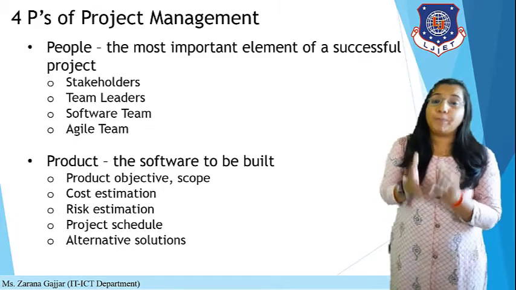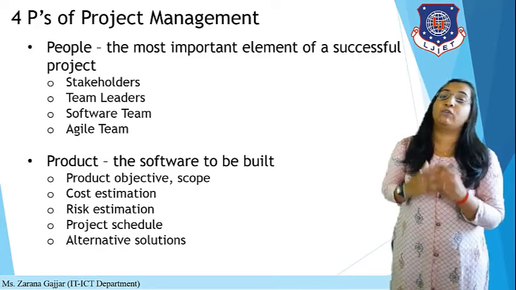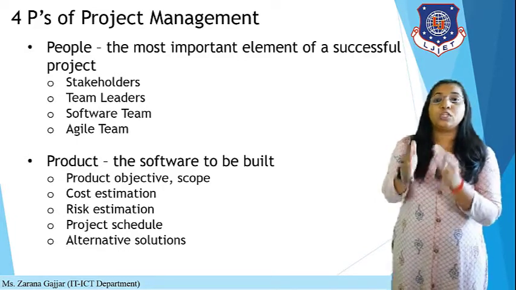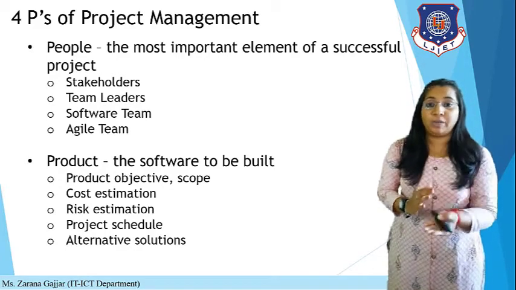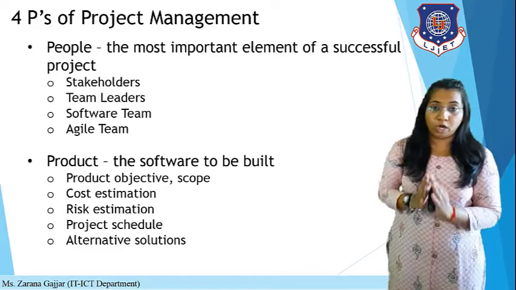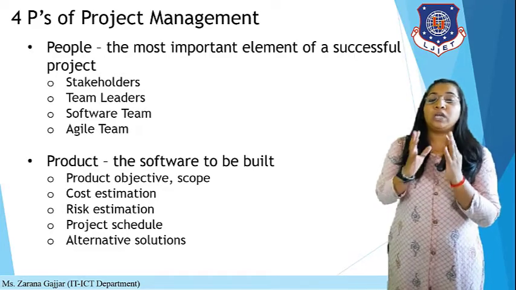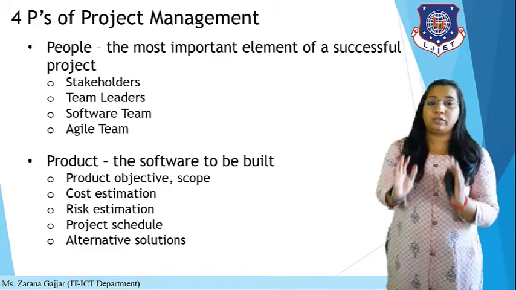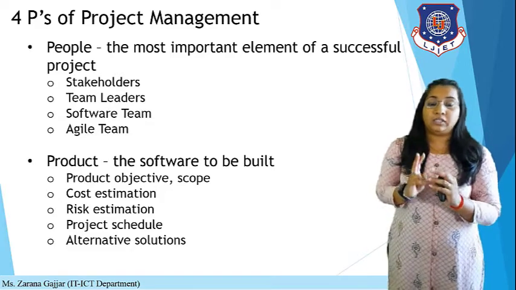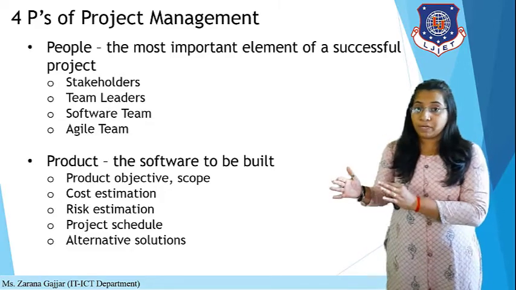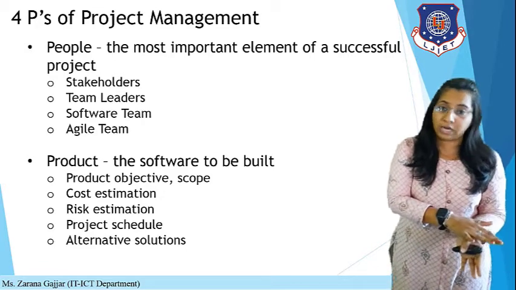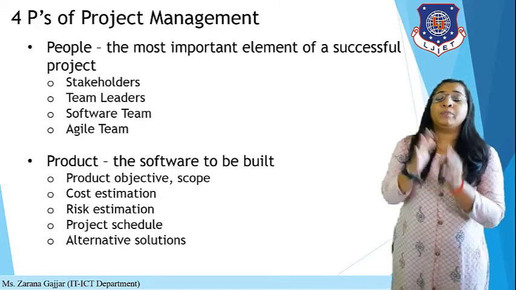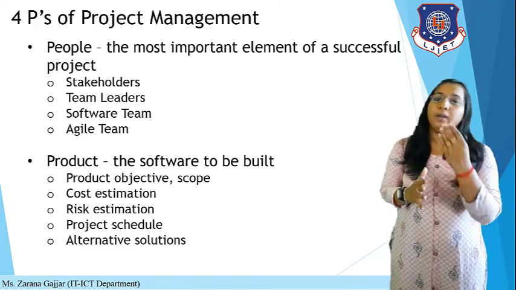Now next is the product. So the second P is for product. Product means the software to be built. The software that you are developing is the final product. Here, the task is not complete after developing the software, but there are two tasks: before developing a product and after delivering the product to the market or any user. So product means the software that you are building.